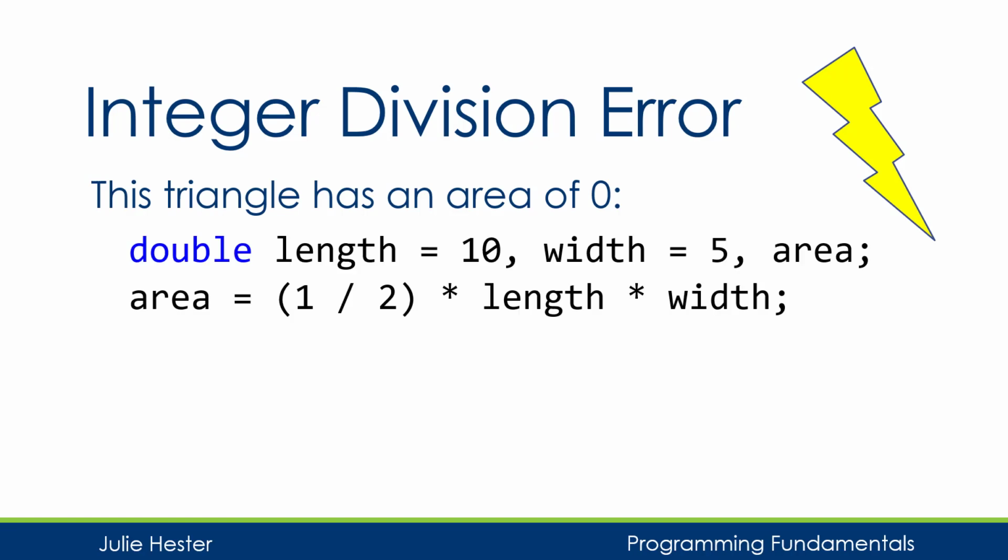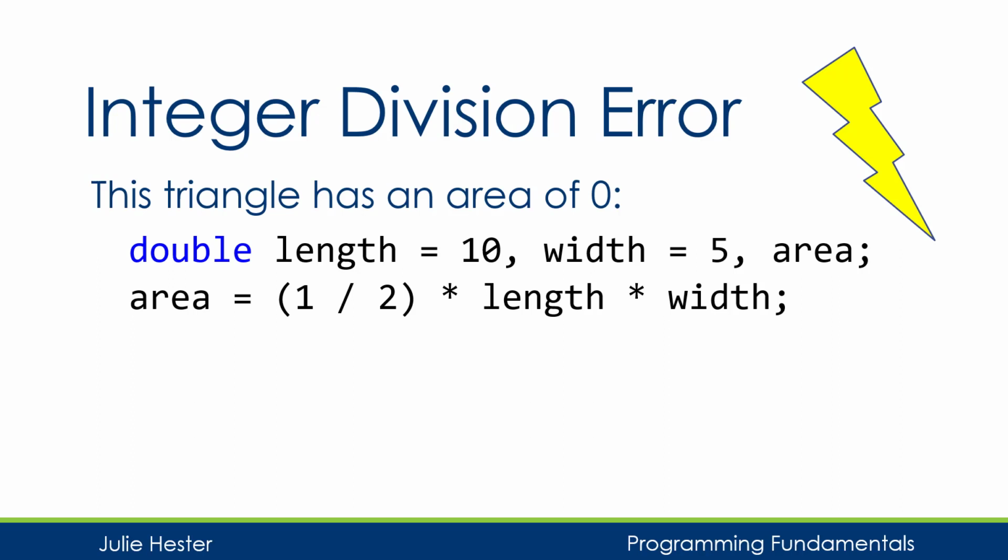So I'm going to work with a triangle where it has a length of 10 and a width of 5. And if I were to do a calculation of that, the area of a triangle is half times length times width. So 10 times 5 is 50. Divide by 2, I should get an area of 25.